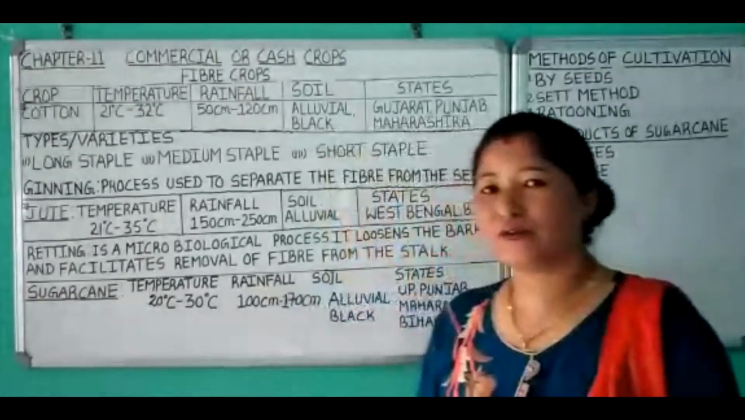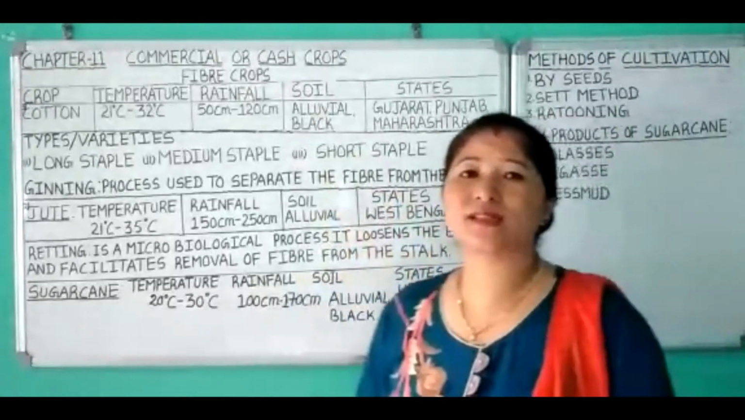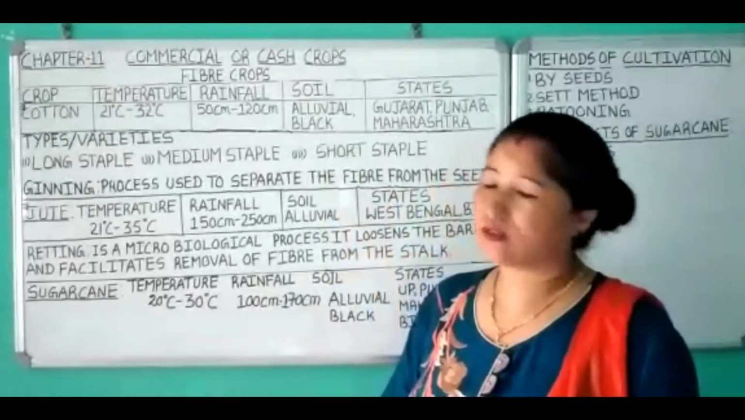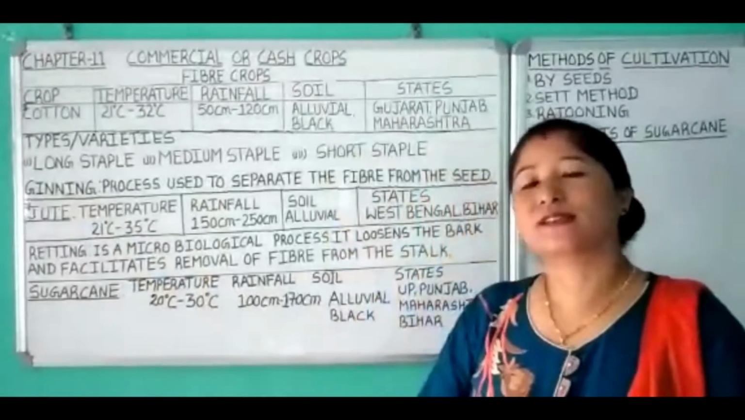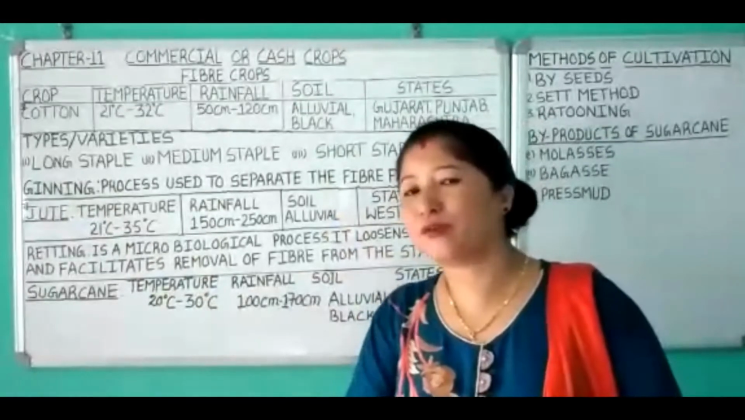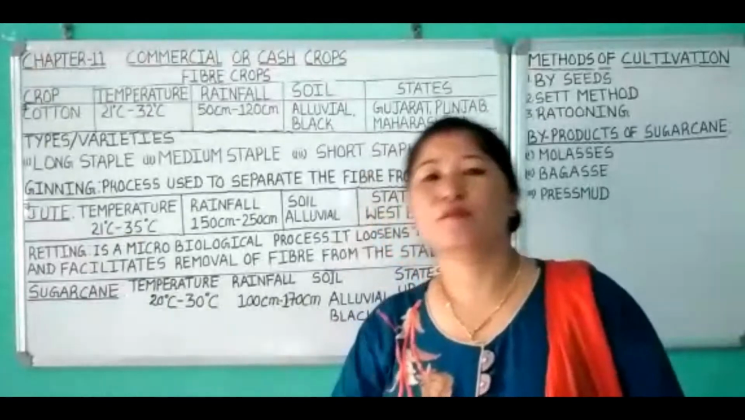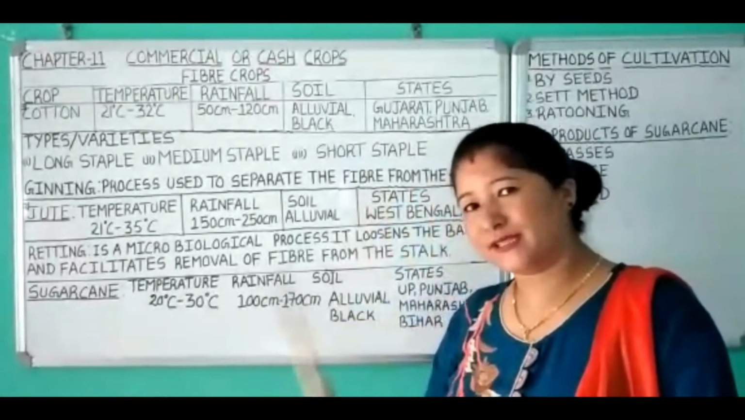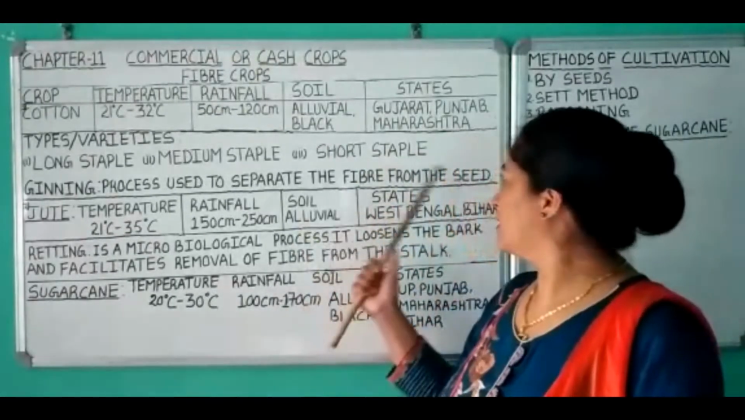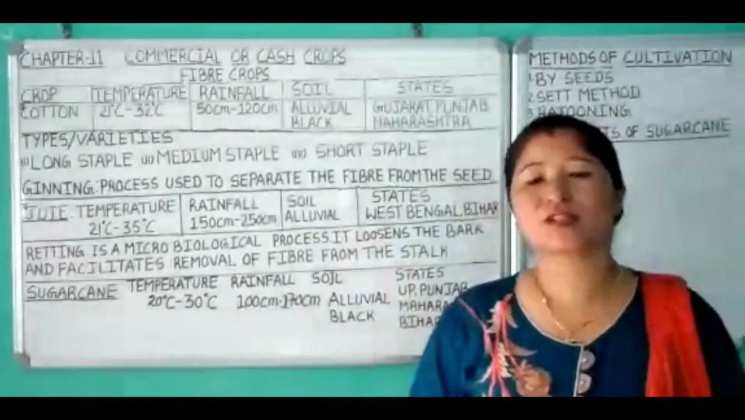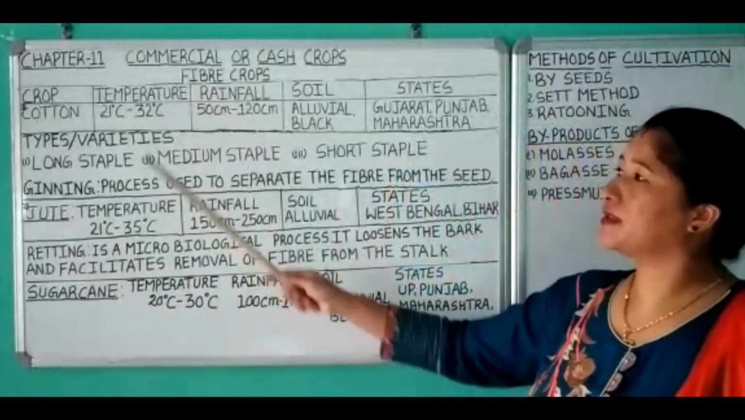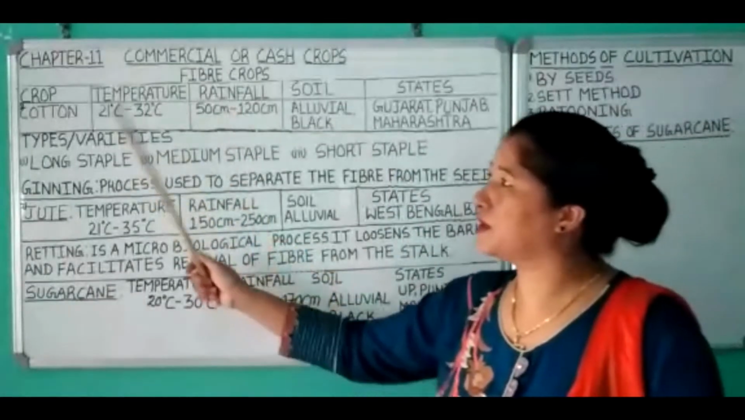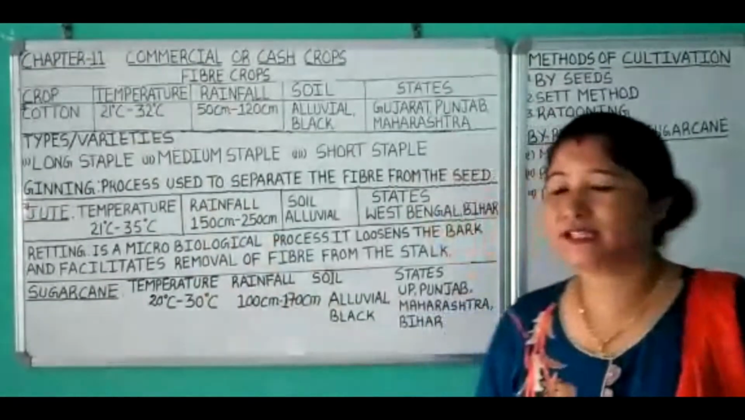Then after the harvesting, there's an important process which is related to cotton cultivation, that's ginning. Now what is this? It's the separation of the fiber and the seed from the raw material. So after the separation of the fiber, the seed is crushed to yield the oil. So these are the certain processes, or we can say the features of the cotton cultivation in India.